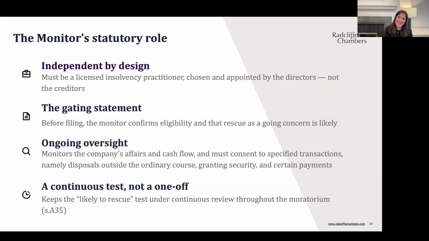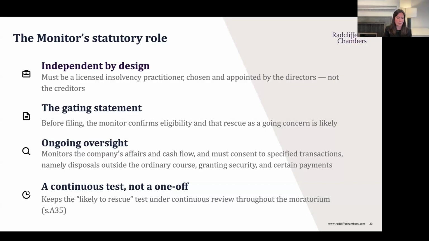And because of the nature of the kinds of companies and directors that I am seeing using these, they are often the sorts of extremely optimistic directors who will say to you, but if we just had another week or another month or another 6 weeks, we would get this over the line. And then 6 months later, you're there applying for yet another extension because it hasn't got over the line yet. And all the while, the monitor is working and supervising and overseeing. So ongoing oversight is crucial. And as I've said already, it's a continuous test.